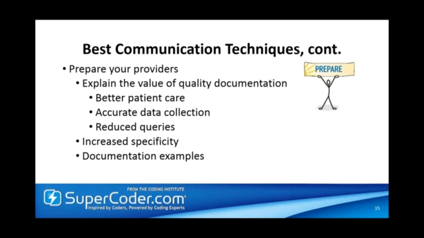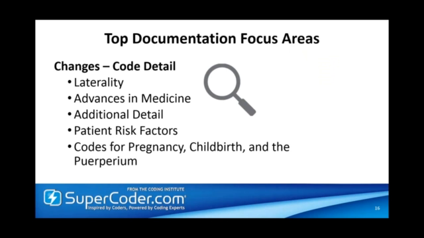Let's review the top areas for you to focus on to ensure the documentation is complete and correct to properly assign ICD-10 codes. The first area is changes to the level of code detail in ICD-10 codes. When we look at the structure and format of ICD-10 codes, so you can better understand why documentation needs to be complete, it's important to note that codes may include laterality. Many codes identify if the condition applies to the right or left side.